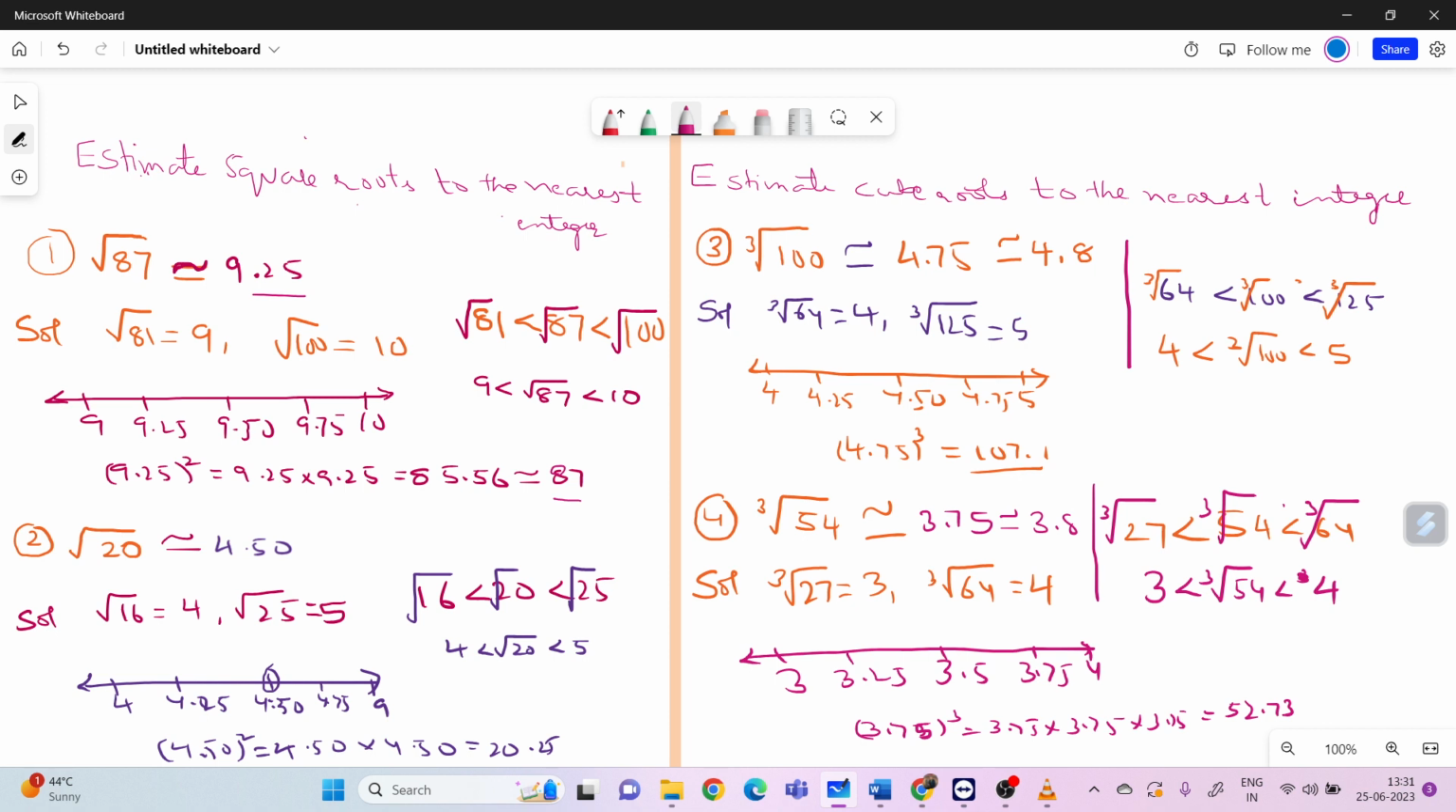So 20 lies between 16 and 25. You see 20 is near to 25, so I am taking 4.50. So it is coming 20.25. That's it. That's the answer.